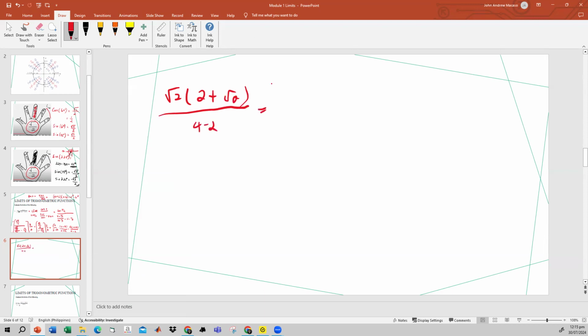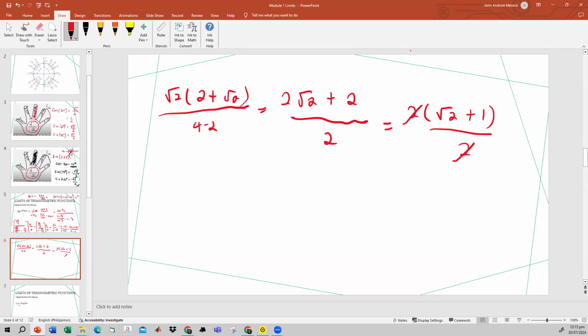So this can lead to square root of 2 times 2, that's 2 square root of 2, plus, of course, square root of 2 times square root of 2, that's 2 over 2. Then as you can see here, we can factor out 2 on the numerator. So that's 2 square root 2 times square root of 2 plus 1 over 2. And you can still cancel this out. So it means that the value is simply square root of 2 plus 1. So this is the value that we're looking for.